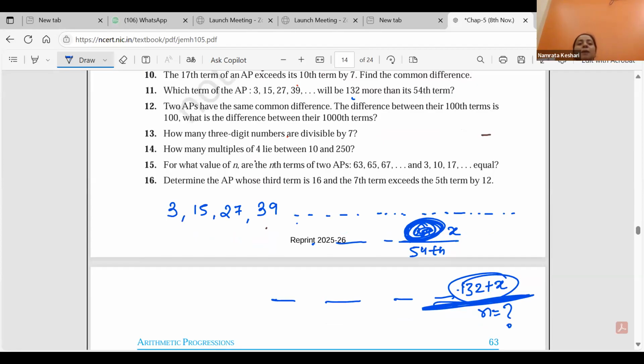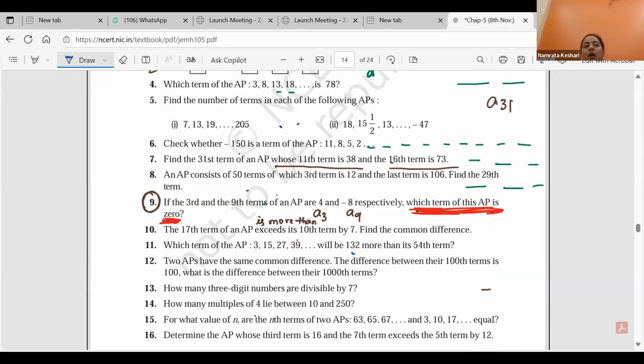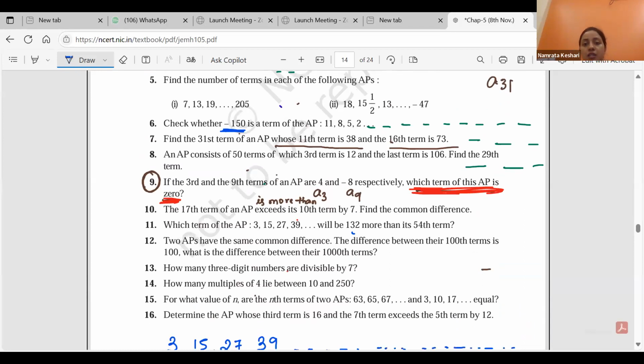इस क्वेश्चन में सबसे पहले हमें इस एपी का 54th टर्म निकाल लेना चाहिए. क्यों? ताकि हम उसमें 132 ऐड करके देख सकें कि हम कौन सा टर्म एग्जैक्टली ढूंढ रहे हैं. जैसे कि हमने पिछले क्वेश्चन में, क्वेश्चन नंबर 6 में चेक कर रहे थे कि -150 कौन से प्लेस पे बैठा हुआ है. फिर क्वेश्चन नंबर 9 में सेकेंड पार्ट में हमने चेक करा विच टर्म ऑफ द एपी इज 0.